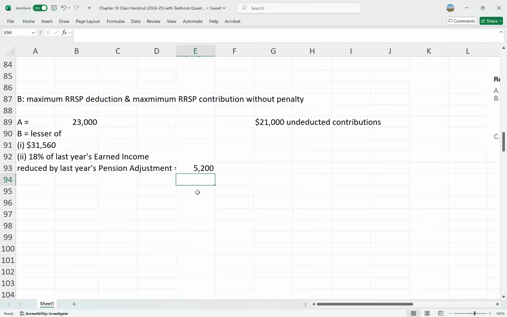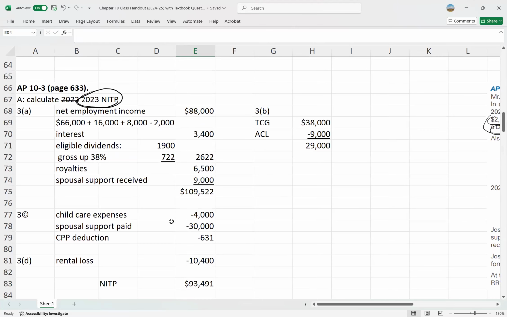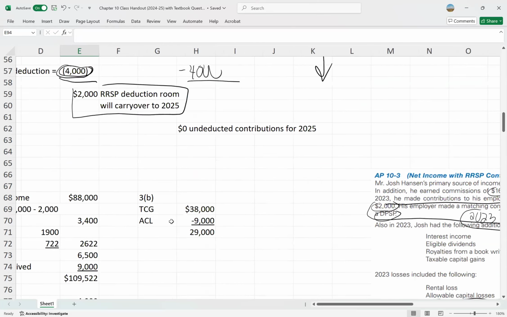So what we need to do then is figure out what was last year's earned income. So let's look at his income and also the definition.